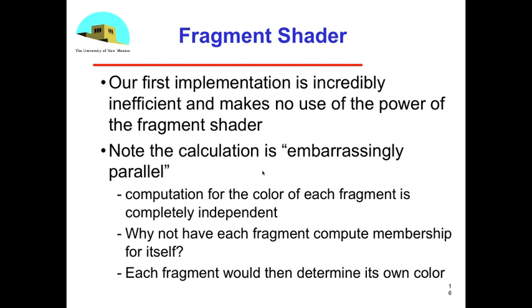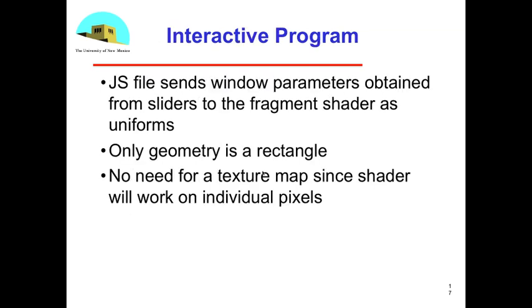In fact, all the JavaScript file has to do is send over that rectangle, and everything happens in the fragment shader, because each fragment knows where it is and then can determine its own color. So if you look at that, we can make it interactive very easily, and the program Mandelbrot 2 does that, and I'll show that to you in a couple of minutes. So what I did in that was to get the window parameters from sliders that we put in the HTML file, and I think I always kept it square, so you really need just one slider to change the size of the square that you're looking at.